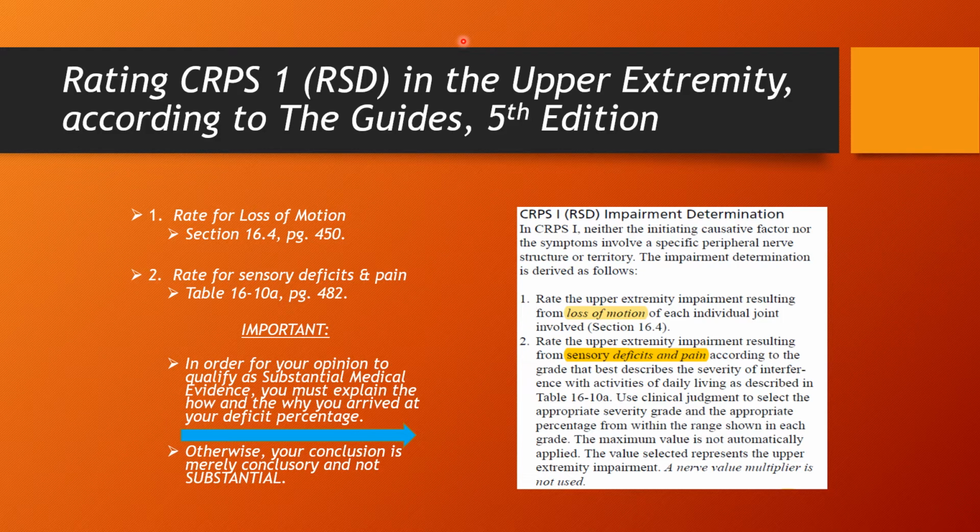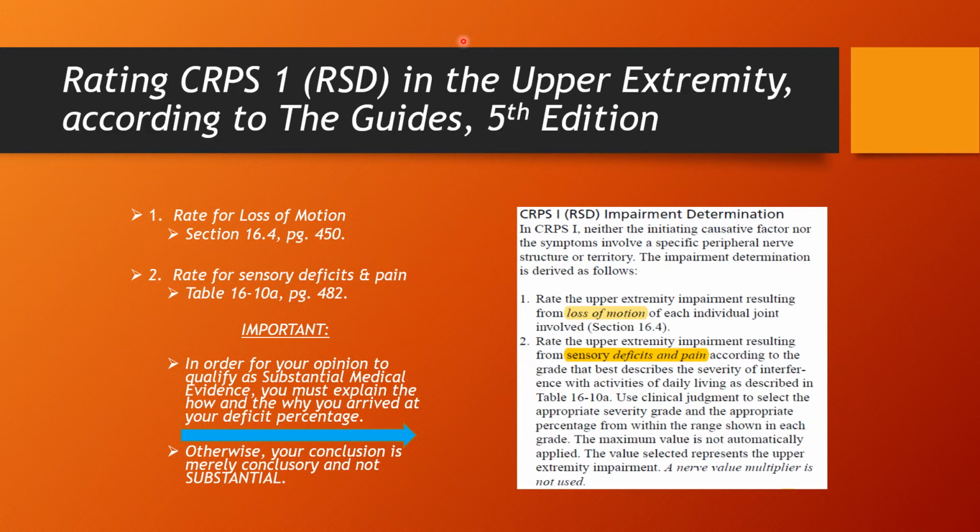They say in CRPS 1, neither the initiating causative factor nor the symptoms involve a specific peripheral nerve structure or territory. We know that. That's the definition. It does not involve a peripheral nerve. So they say here's how you make the determination. First, you rate the upper extremity impairment resulting from loss of motion. So that is a very traditional impairment rating that we would use for loss of motion when you are considering an upper extremity or lower extremity impairment. That's nothing new to us.